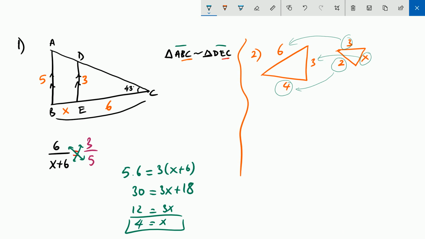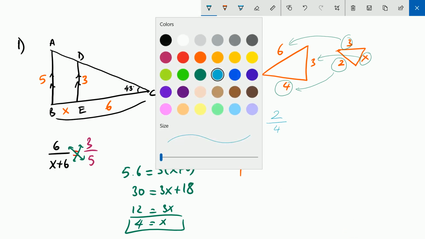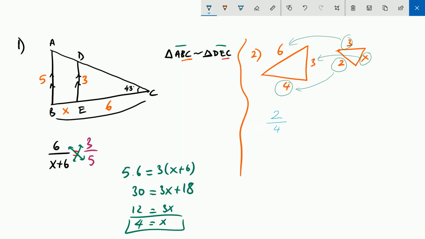Let's create our proportion. 2 over 4. So in the beginning, the top part, numerator, let's say we place 2. For denominator we use the big triangle, so 2 over 4 equals, for numerator we are going to use the side x over, so it's related to 3.